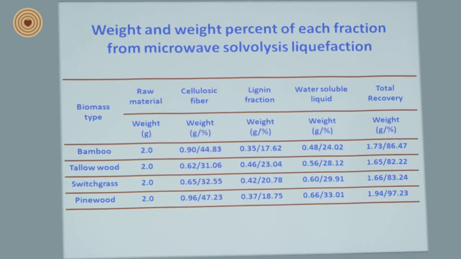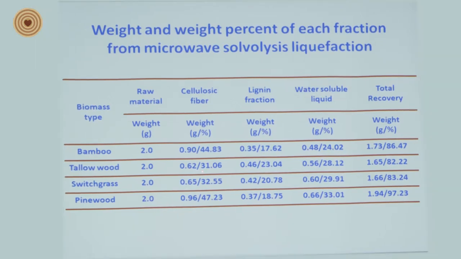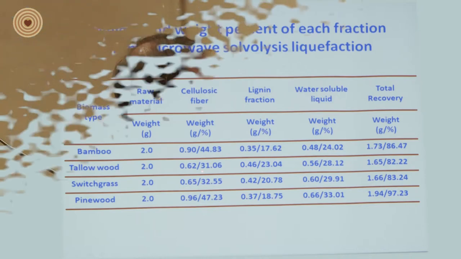For the bamboo, the four different species, their recovery is very good. So the total recovery for all of this is about 80, at minimum 82%. So the mass balance looks very promising for the microwave application.